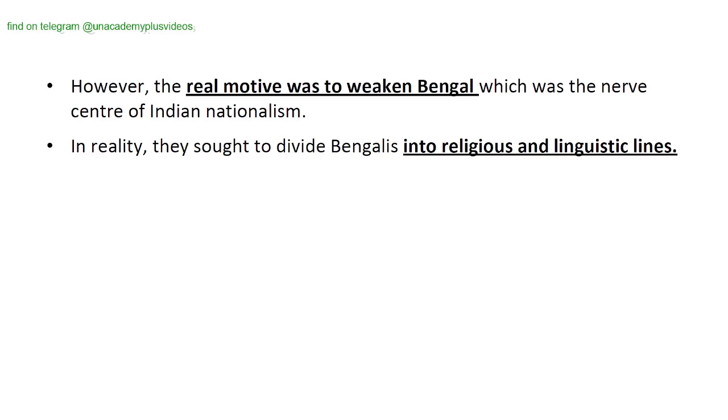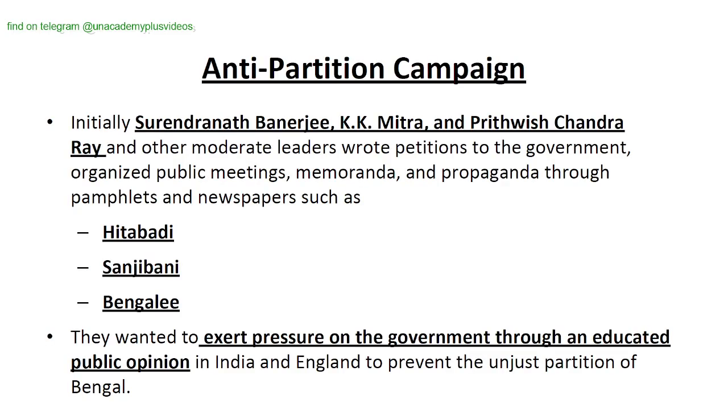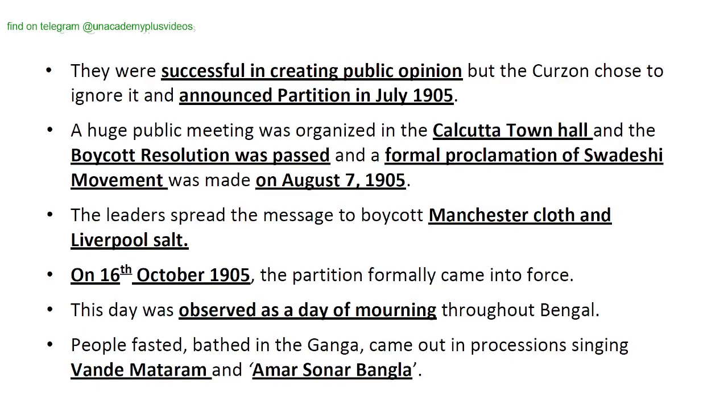However, the real motive was to weaken Bengal, which was the nerve center of Indian nationalism. In reality, they sought to divide Bengalis along religious and linguistic lines. Anti-partition campaign. Initially, Surendranath Banerjee, K.K. Mitra, Prithvish Chandra Ray and other moderate leaders wrote petitions to the government, organized public meetings, memoranda and propaganda through pamphlets and newspapers such as Hitabadi, Sanjeevani and Bengalee. They wanted to exert pressure on the government through an educated public opinion in India and England to prevent the unjust partition of Bengal.